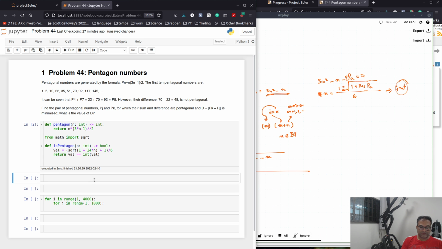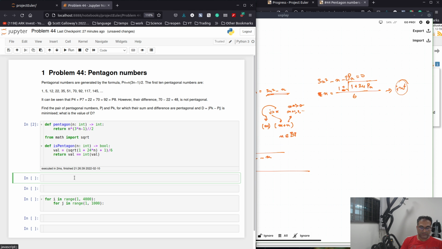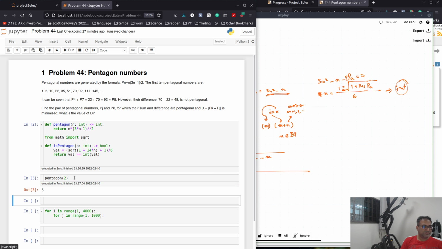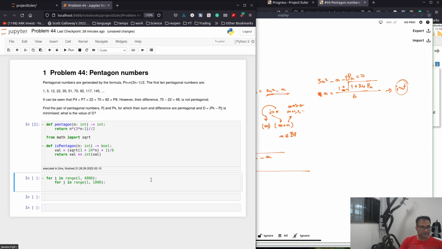Okay, so pentagonal, if I put a value of 2, it's going to return 5. Is_pentagon, if I put a value of 5, it's going to return true. If I put a value of 4, it's going to return false. So it seems to be doing what we want.